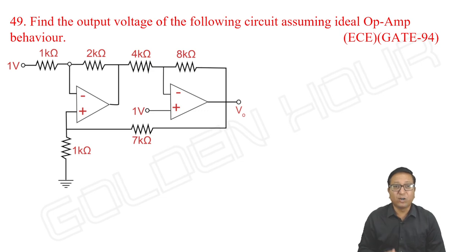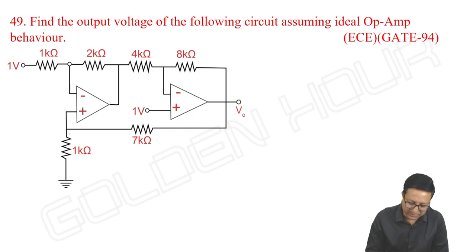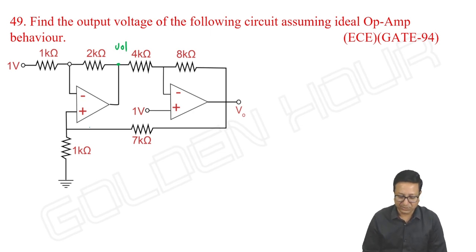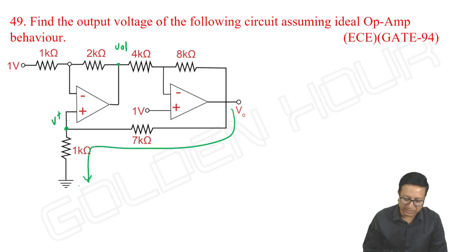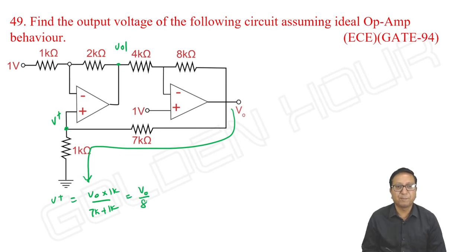See this question. Find the output voltage of the following circuit assuming ideal op-amp behavior. First of all, let us take this voltage as VO1. Once you get this VO1, then we can do the further calculations. How to get it? I should know the voltage V plus. From V output, whatever current comes, the entire current will go down like this only. So V plus is equal to V output by (7 kilo ohm plus 1 kilo ohm) into 1k, that is V output by 8. Keep it aside.